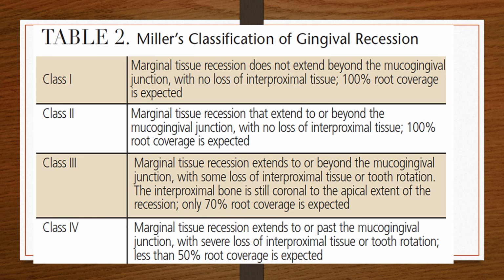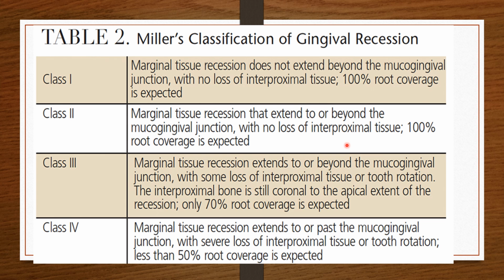So how has it been classified? The first one is class 1. What is class 1? There is a marginal tissue recession that does not extend beyond the mucogingival junction with no loss of interproximal tissue. So here we can expect 100% root coverage. What is class 2? There is a marginal tissue recession that extends to or beyond the mucogingival junction with no loss of interproximal tissue. So here also you can expect 100% root coverage.